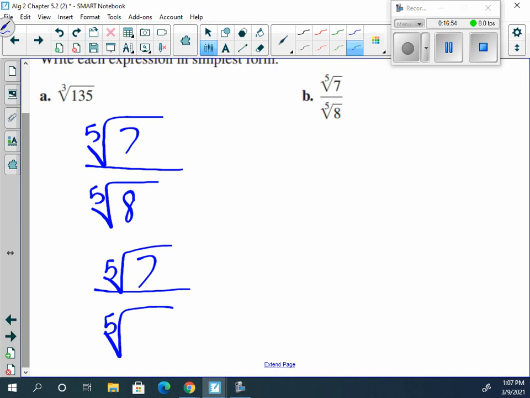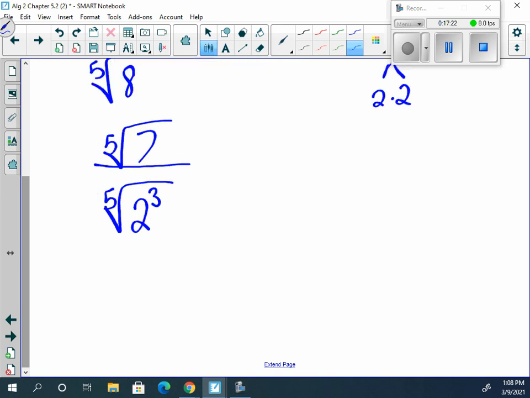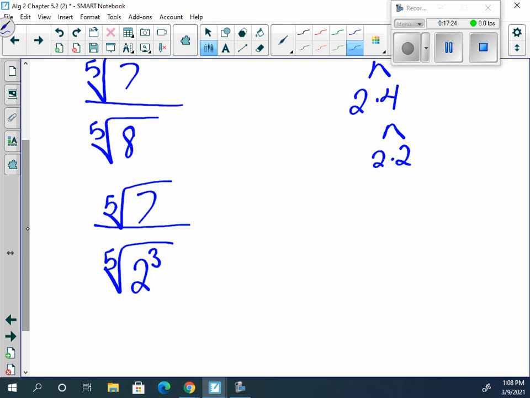Can I rewrite 8 using its factors? Well, what are the factors of 8? It's 2 times 4, and 4 is what? 2 times 2, yes? 8 is 2 to the 3rd power. Are we good with saying that there? So I can come down here and say 2 to the 3rd, okay? So we started out with the 5th root of 7 over the 5th root of 8, and we rewrote 8 as 2 to the 3rd power.